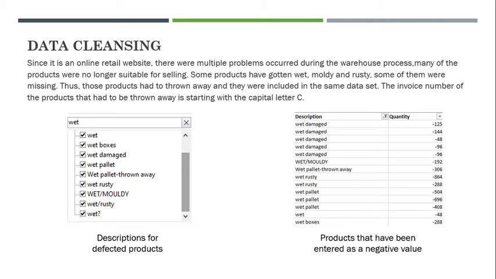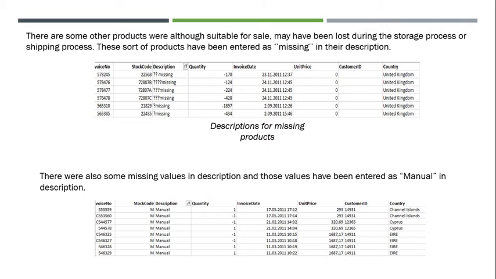Examples of the data with the descriptions for defected products, and the products that have been entered with a negative value, are given here. And there are some products that, although suitable for sale, may have been lost during the storage process or shipping process. These sorts of products have been entered as missing in their description. An example of the data with descriptions for missing products is given here. And there were some other types of products with missing values in description, and those values have been entered as manual in their description. These examples are given to show this sort of data.